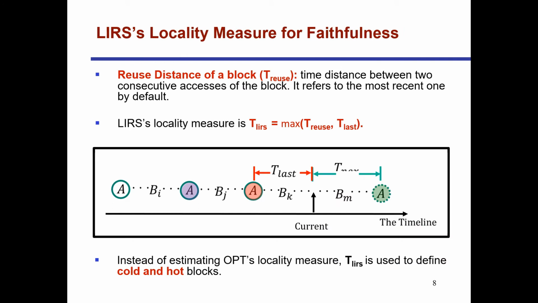Now let's see how the LIRS locality measure helps with faithfulness. LIRS introduced the concept of reuse distance. It is the time distance between two consecutive accesses of the block. It refers to the most recent one by default. To keep its locality measure up to date, LIRS actually uses the larger of the treuse and the tlast as its locality measure. Instead of estimating OPT's locality measure, the locality measure of LIRS, tLIRS, is used to define cold and hot blocks. It's assumed that cold blocks are going to stay cold and hot blocks continue to be hot.